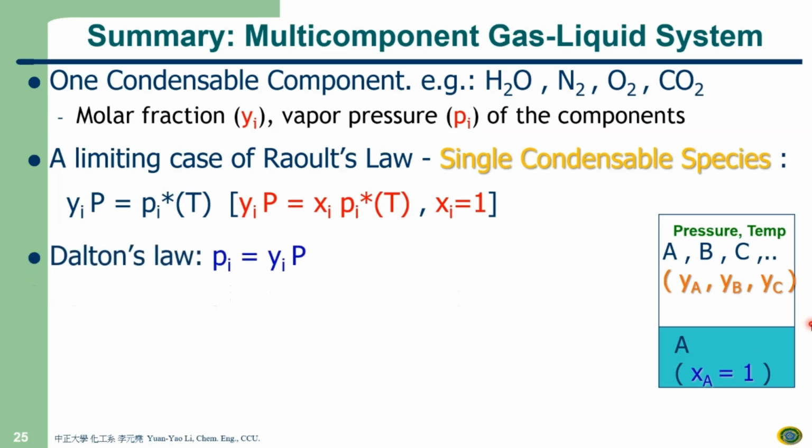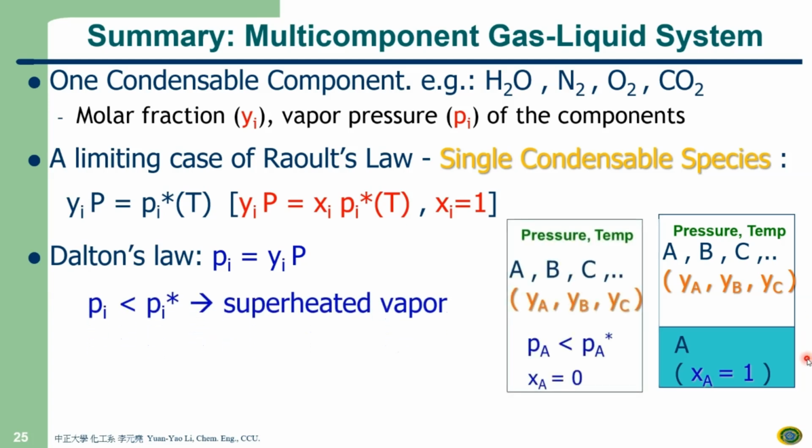And from Dalton's law, we know Pi equals Yi times capital P, where Yi is the molar fraction in the gas phase. So with the combination of Raoult's law and Dalton's law, you will be able to find the molar fraction of the A species, B species, and C species, as well as the partial pressure of A, B, and C species, for example. So what you need to know is the molar fraction in the gas phase and also the partial pressure in the gas phase.